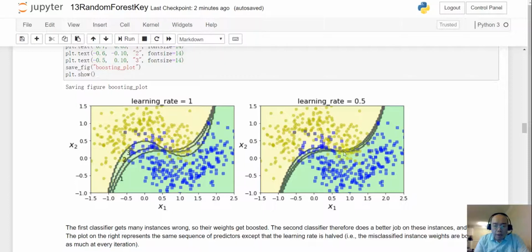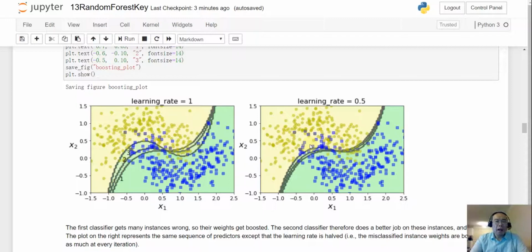However, on the right side, we learn very slowly. If we learn super slowly for each iteration, we only pick up a few misclassified samples, and then next round we pick up a few more, and we may have to go through more iterations. For example, those blue dots in this area, we may have to go 30, 40 iterations before even the first classifier can pick them up, right? So with a lower learning rate, we definitely want to have more estimators.